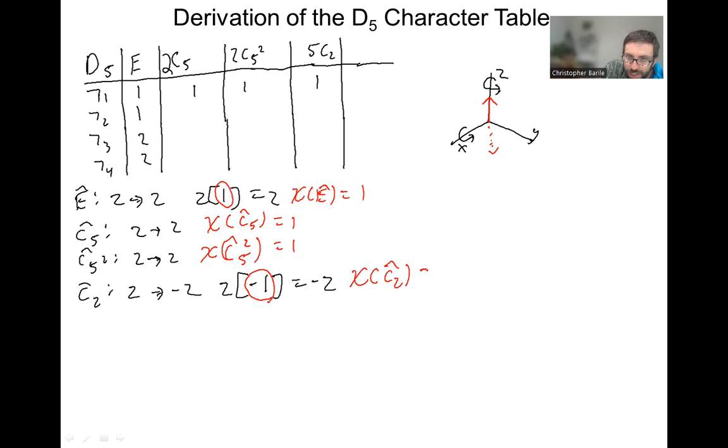So the C2 operation character is equal to -1. So that's kind of cool. That actually got us something different than gamma 1.